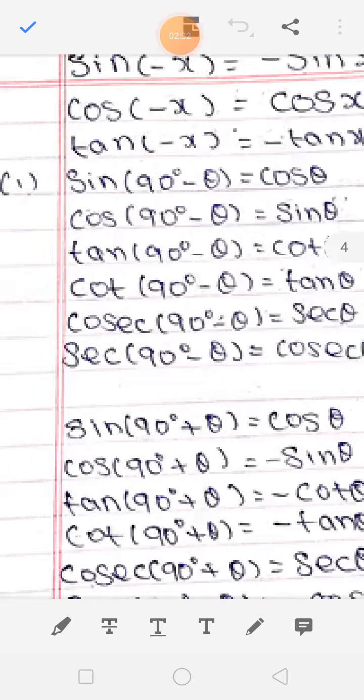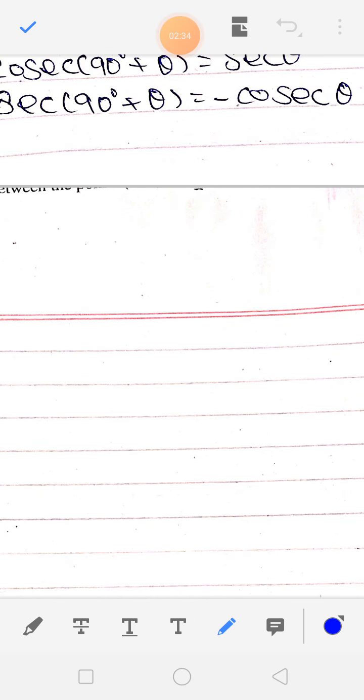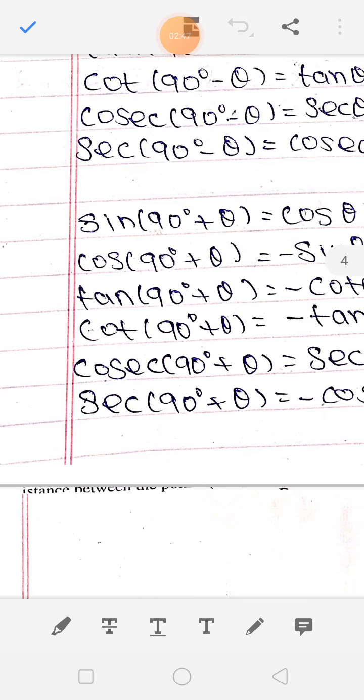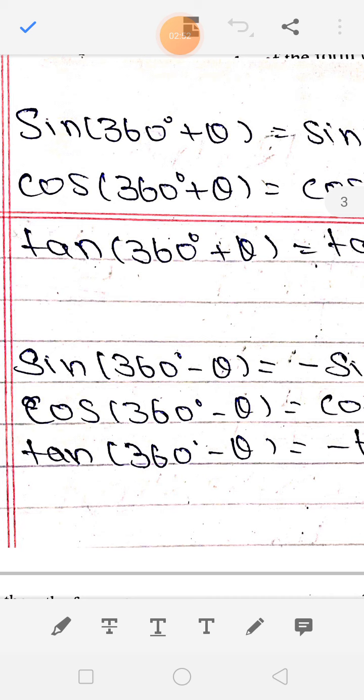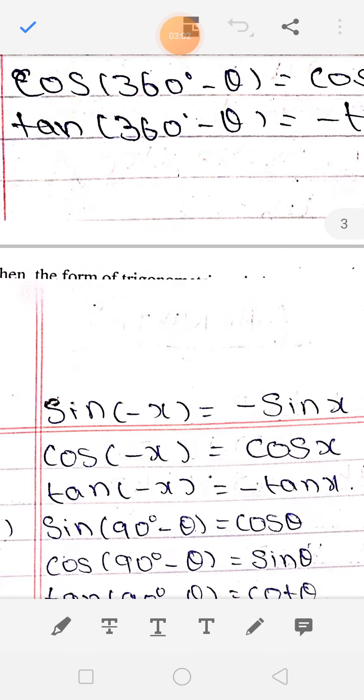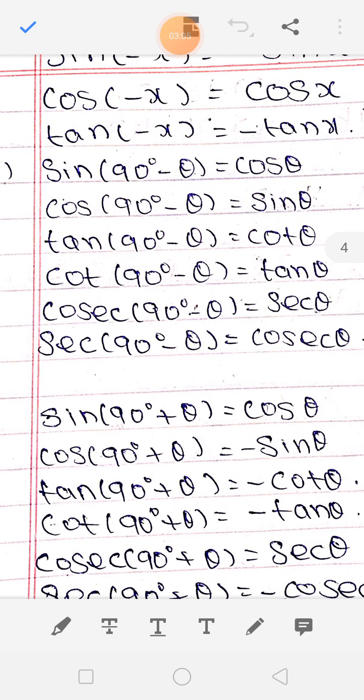So first of all, you should check whether the given question is more than 180 degree or below 180 degree. If you have more than 180 degree, you can use 360 plus theta or 360 minus theta. So more than 180 degree means you choose 360 plus theta or 360 minus theta. Below 180 degree means you can use 90 degree minus theta or 90 degree plus theta.